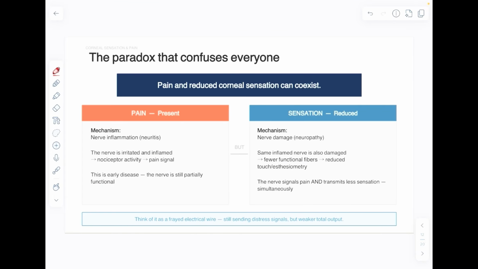Now, why in case of a keratitis with herpes simplex and zoster, there is pain as well as reduced corneal sensation? So it looks paradoxical. Pain is there, but sensations are reduced. Conceptually, why is pain present? Because the mechanism is inflammation of nerve. Okay, nerve is irritated and inflammation causes nociceptor activity and a pain signal. While sensation is reduced due to nerve damage at the end organ.